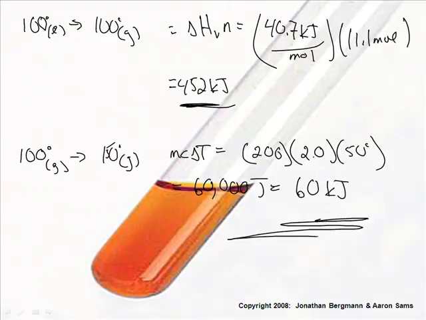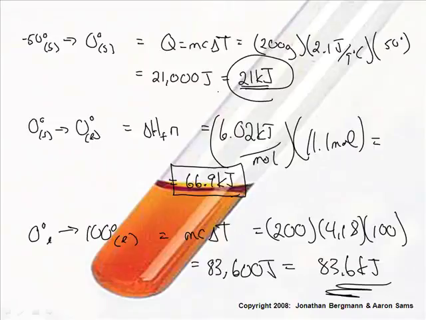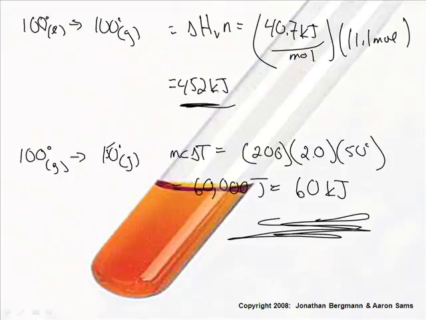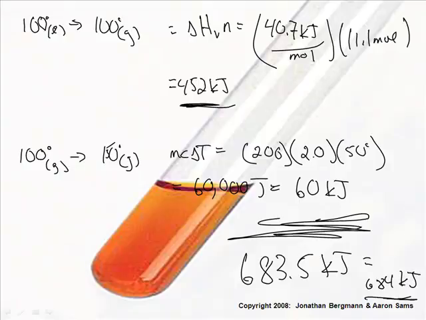Now I just need to add up all my numbers. I have 452 plus 60 plus 83.6 plus 66.9 plus 21. We get 683.5, so probably just go with 684 kilojoules. That was a long problem, but you could be expected to do that.